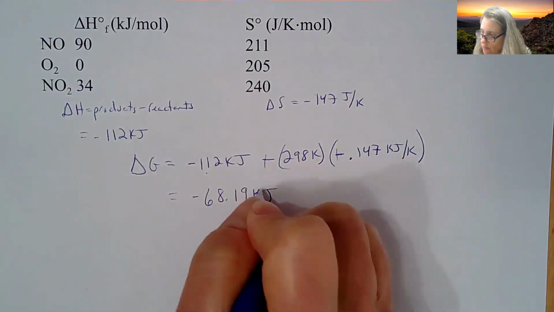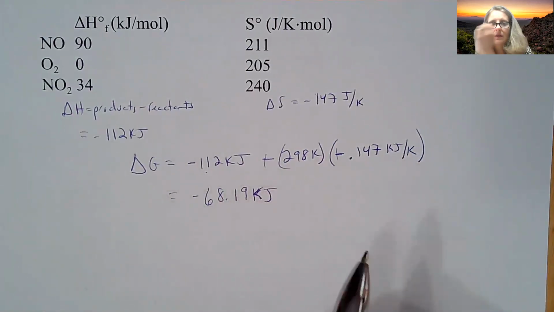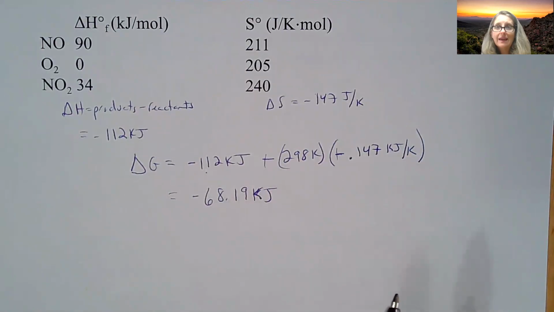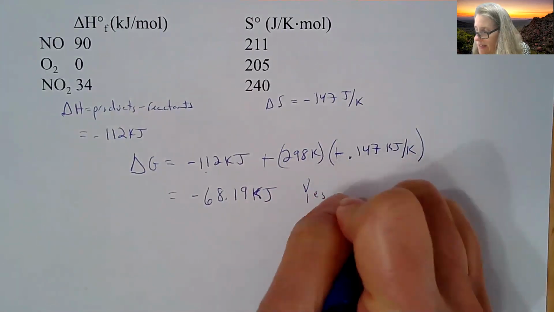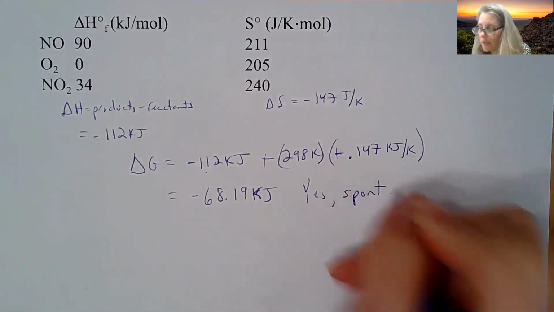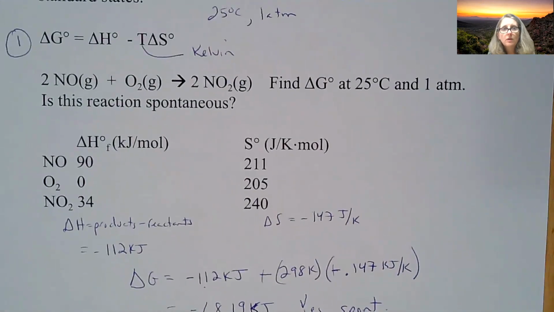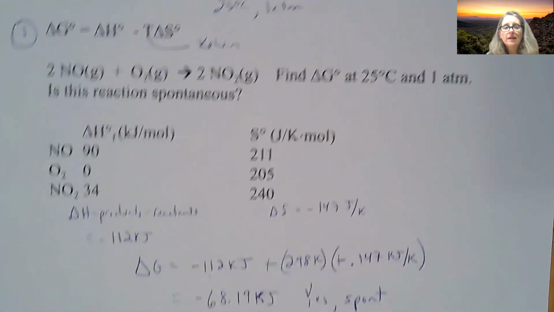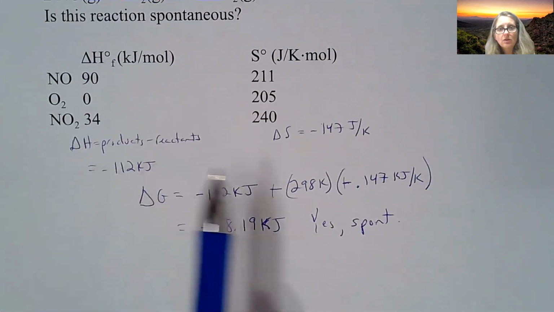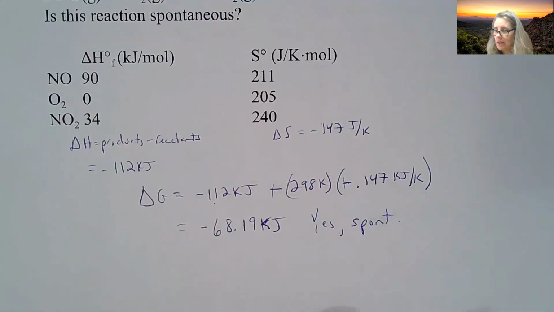And there's some issues with some rounding there, here or there. But it does come out to be negative. So you're not done. You need to say, yes, it is spontaneous to get full credit on that. Okay. So that's one way of doing what we call a delta G calculation, is finding the delta H and finding the delta S and plugging it into the equation.